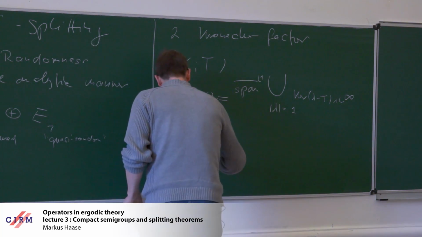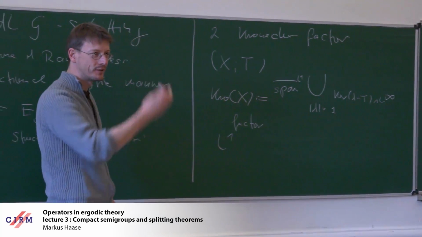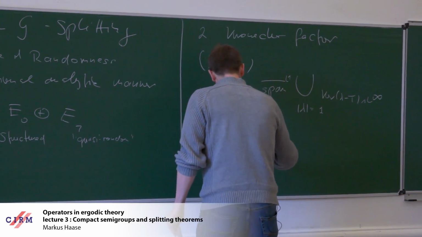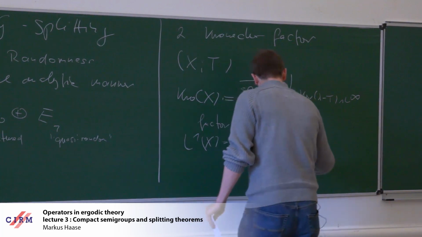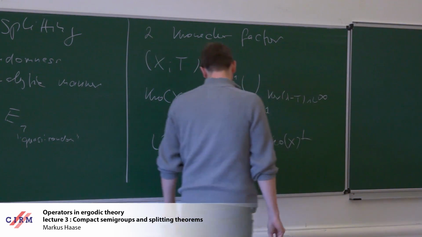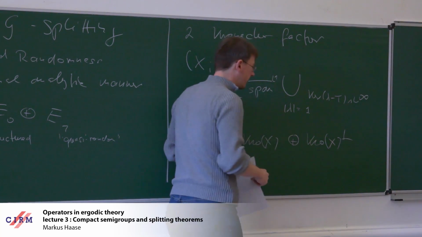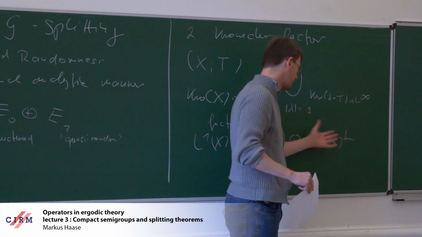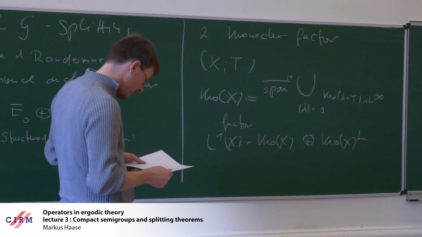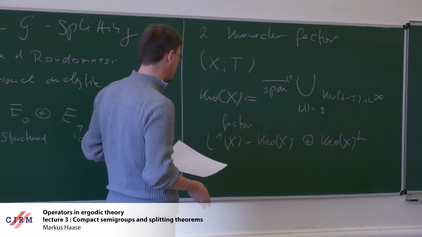The splitting here is easy because we know that every factor is the range of the unique conditional expectation, the Markov projection. So you have the Kronecker factor, and here you have its orthogonal complement. You take the orthogonal complement in L2 and then close it in L1 or something like that. You can look at these results purely in L2 terms, of course. Everything is coded already in L2.